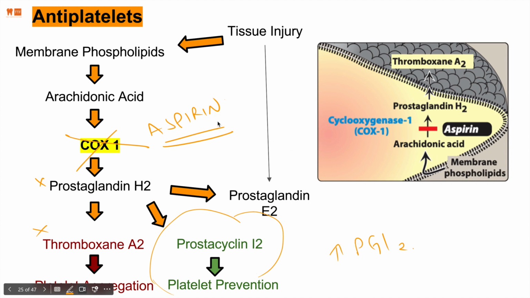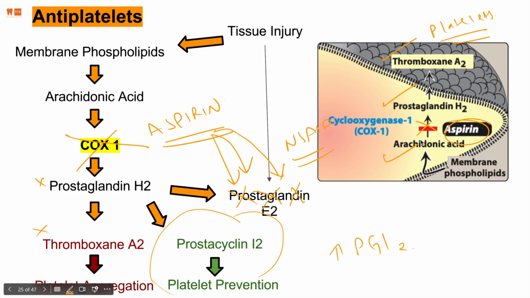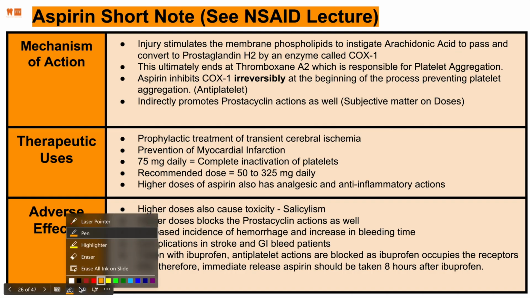Aspirin also acts as pain relief, remember? It acts as an anti-inflammatory and an antipyretic, and that's where NSAIDs come into play. How cool is that? We're linking lectures now. So, all in all, membrane phospholipid, arachidonic acid, prostaglandin H2, thromboxane A2, platelets. We block it with aspirin. Simple. Perfect. Moving on.